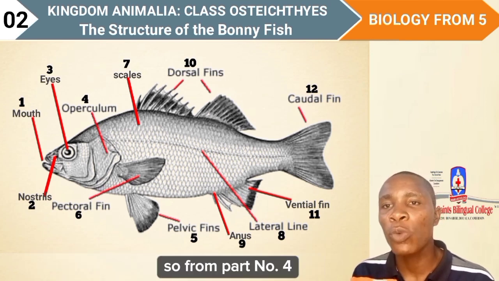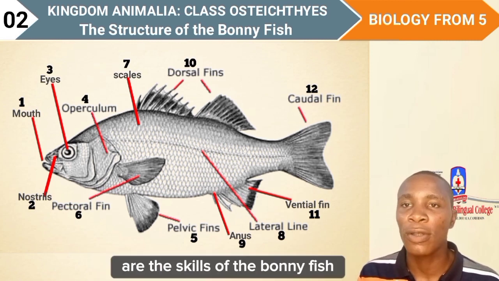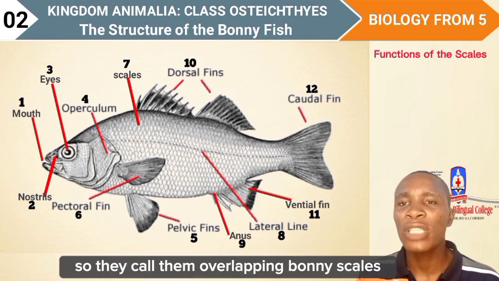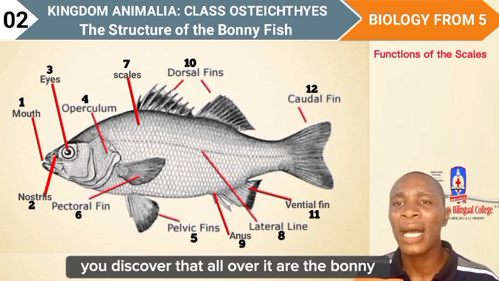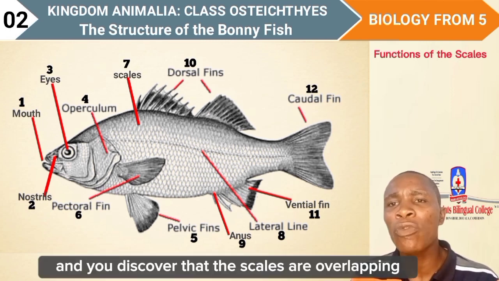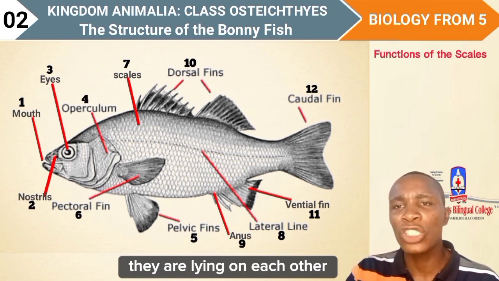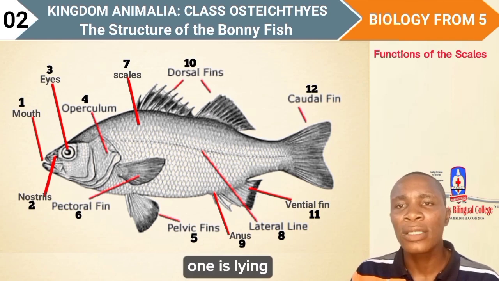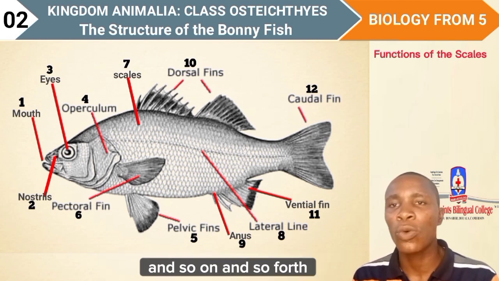So from part number 4, we are going to move to part number 7. And part number 7 are the scales of the bony fish. They call them overlapping bony scales. And for those of you who followed the assignment I gave and observed the fish clearly, you discover that all over it are the scales. And you discover that the scales are overlapping. Overlapping just simply means they are lying on each other. One is lying on the other, and another is lying on the next, and so on and so forth.